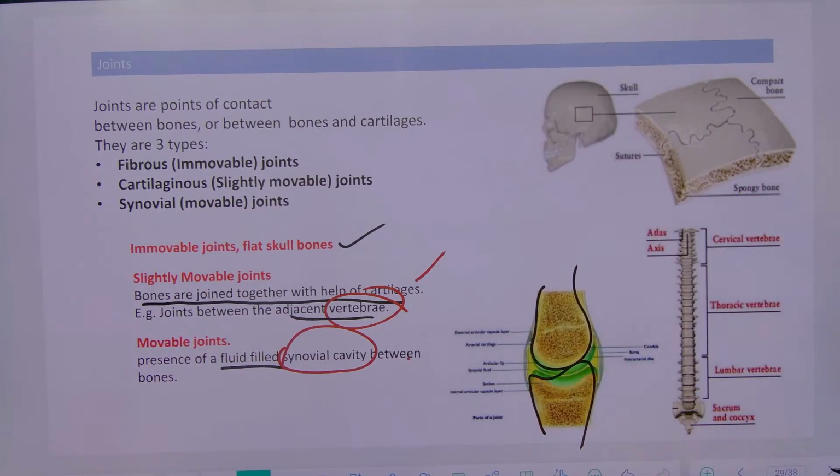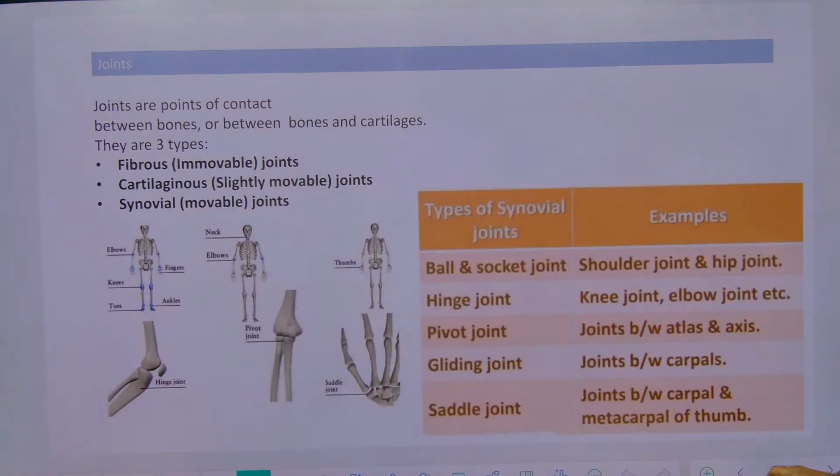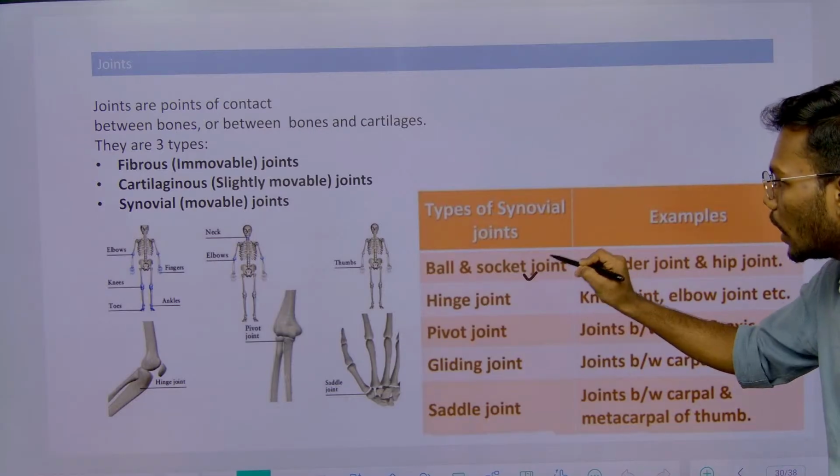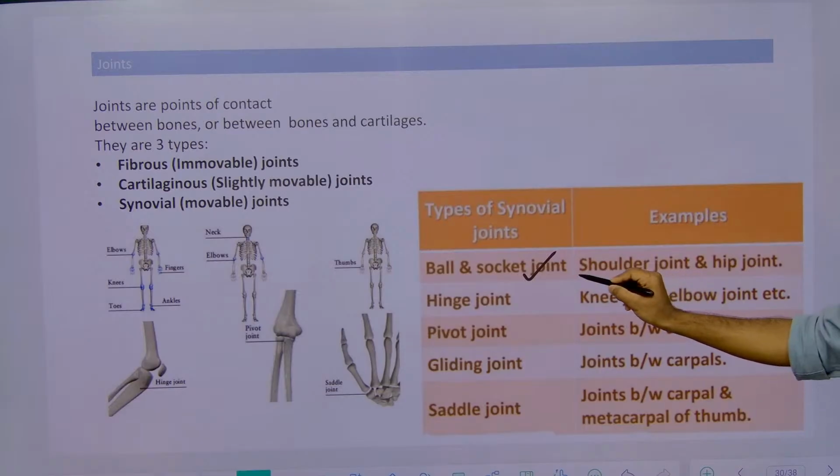Now we have to see the disorders. But before that we have the types of synovial joints. Based on the location of the synovial joint, we have a few different types. One is the ball and socket joint. We already discussed this in the pectoral girdle, where we have the glenoid cavity. Because of it, there is a ball-like structure in our shoulder where we can rotate our hand. This is called the ball and socket joint, present in the shoulder joint and hip joint.